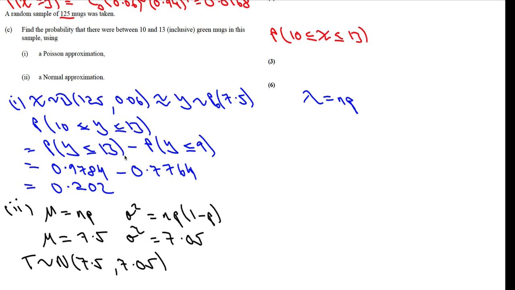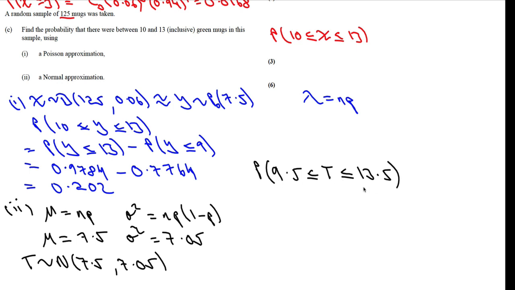Now, because we're going from discrete to a continuous distribution, what we need to do is apply the continuity correction. So this x could have gone as low as 9.5, and because we're including 13, it could have been at most 13.5. So we're going to work out this probability.